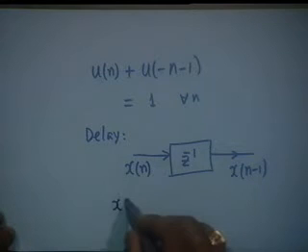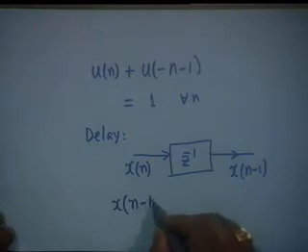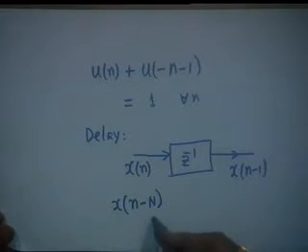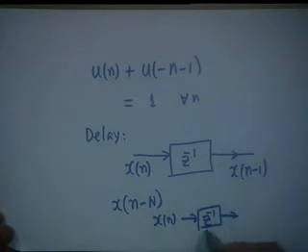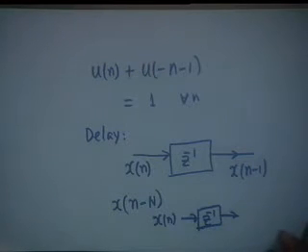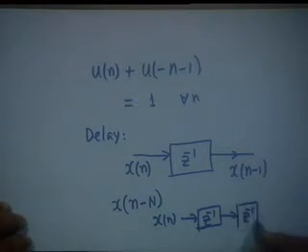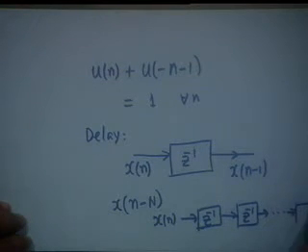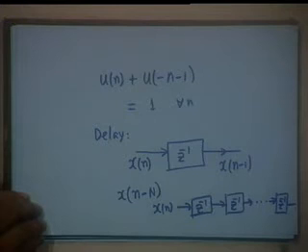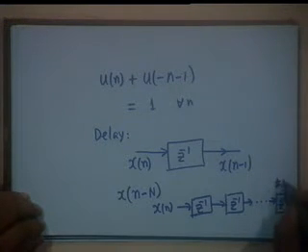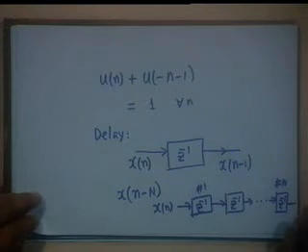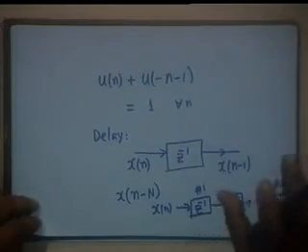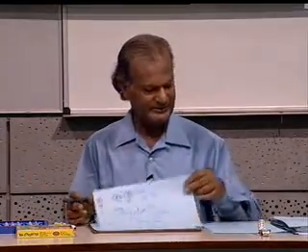For example, if you require x of n minus capital N, then you shall have to feed x of n to a chain of such delays. You do not write z to the minus n, there is no way we get z to the minus n. So, the symbol would be z inverse up to the last one, which would be the nth delay. This is the first delay. This is also a discipline that we shall follow. We will not write z to the minus n, we will write a chain of delays, n number of delays.